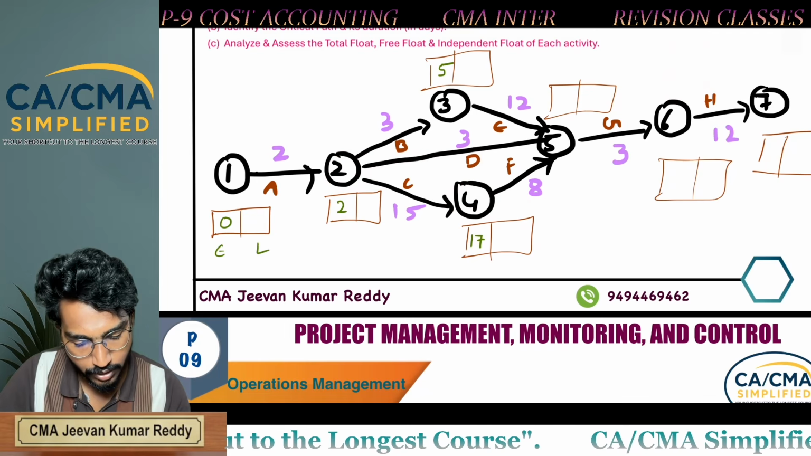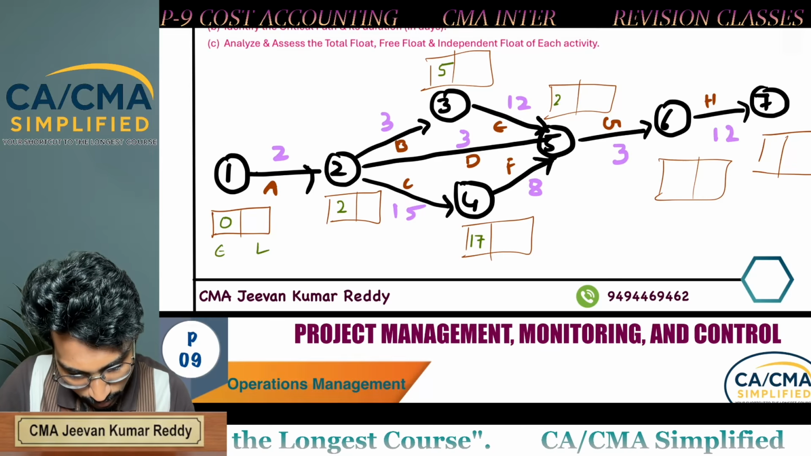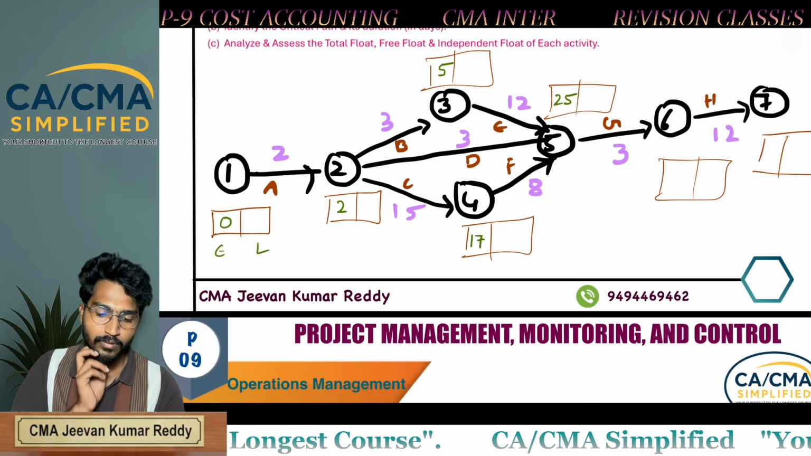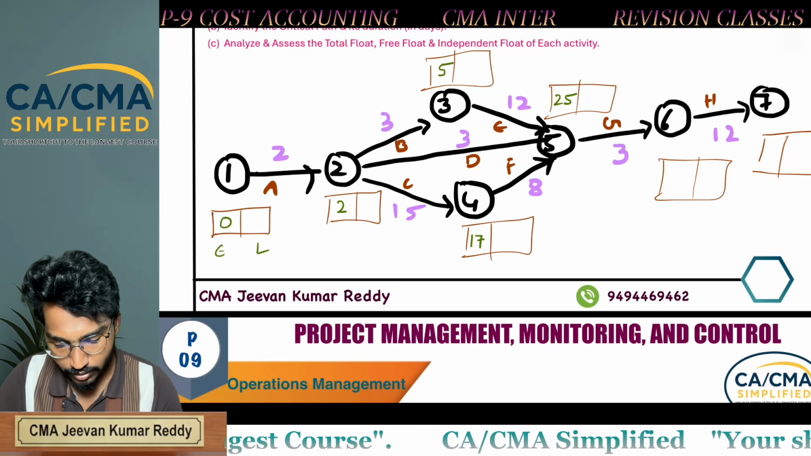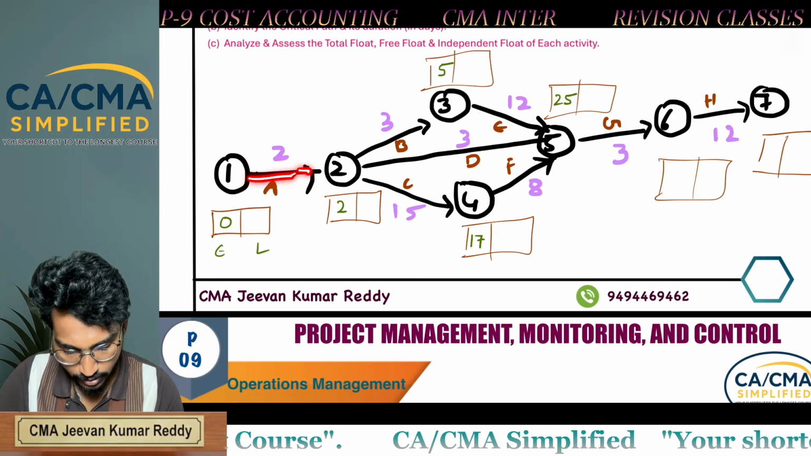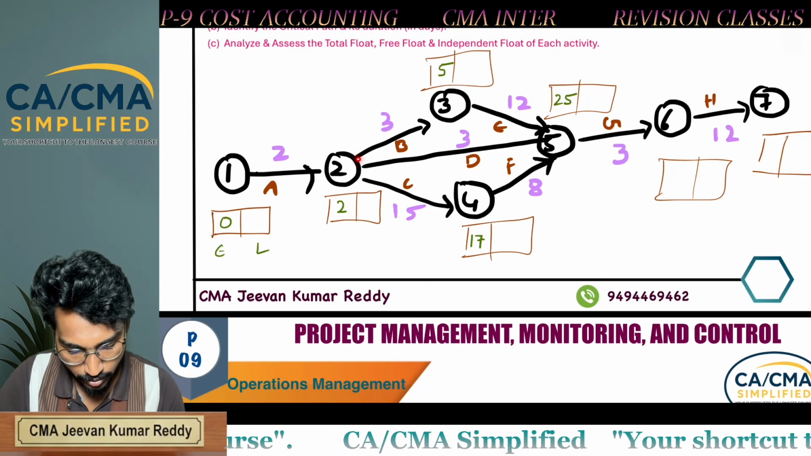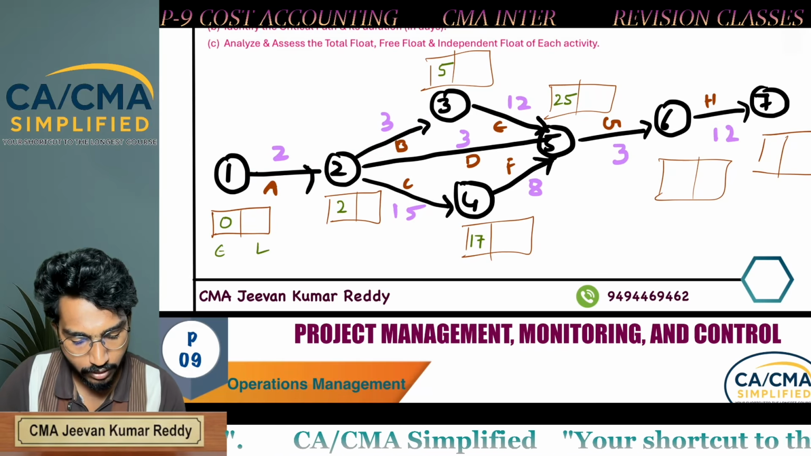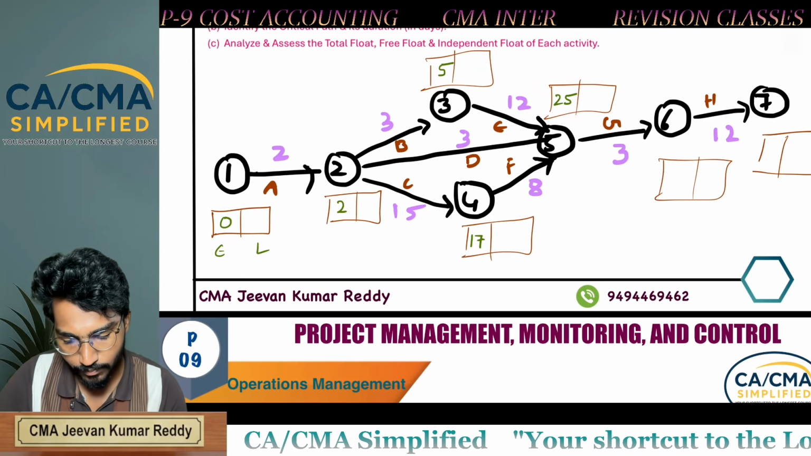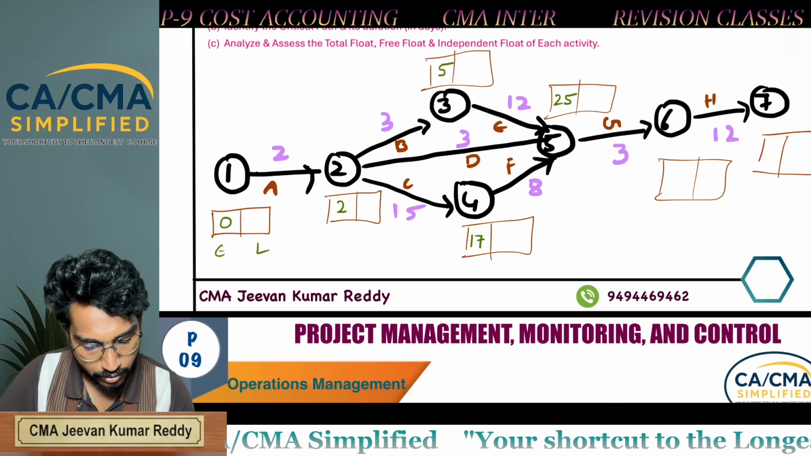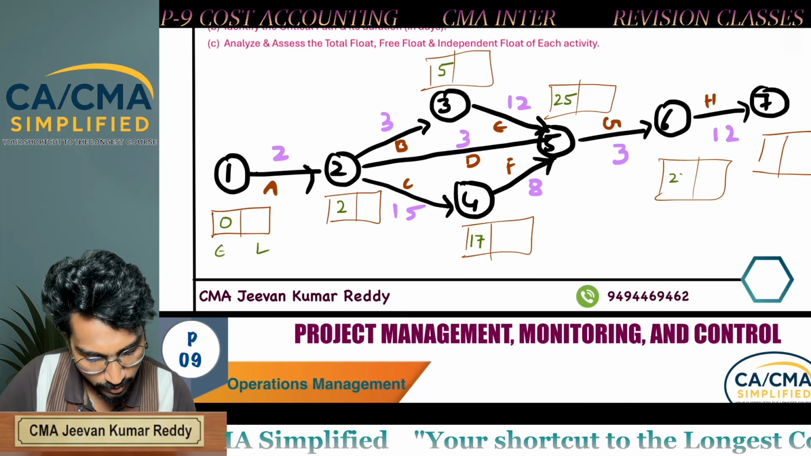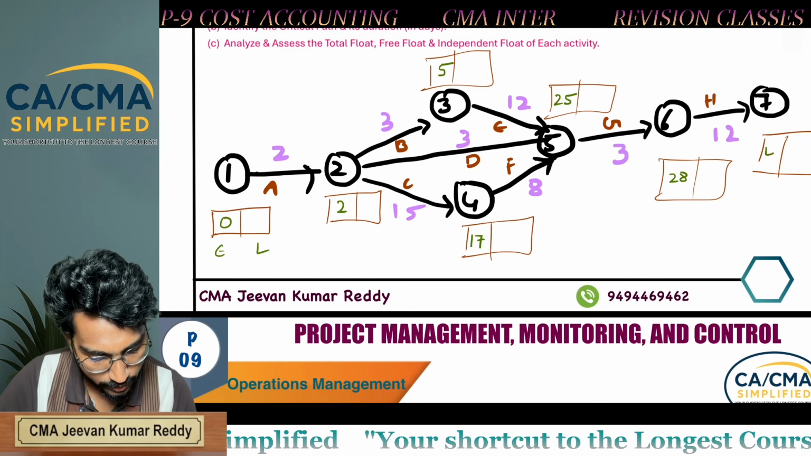Which is the highest number? 25. Now take it as 25. So while calculating E, you have to go left to right, that is forward direction. You have to add and take the highest number. Next, 25 plus 3, 28. 28 plus 12, 40.